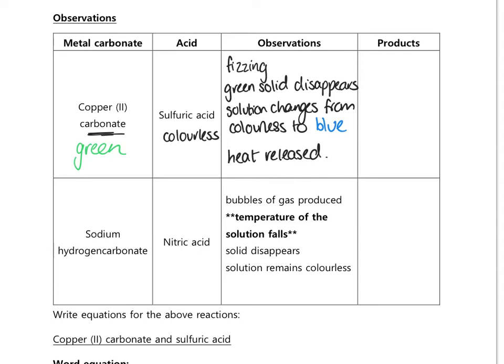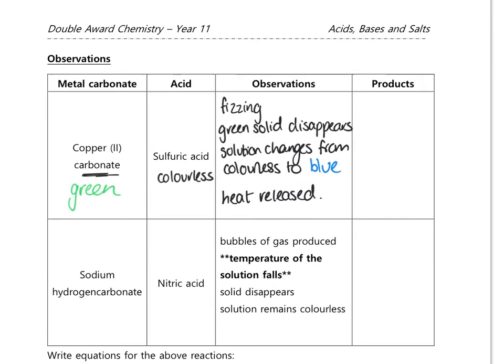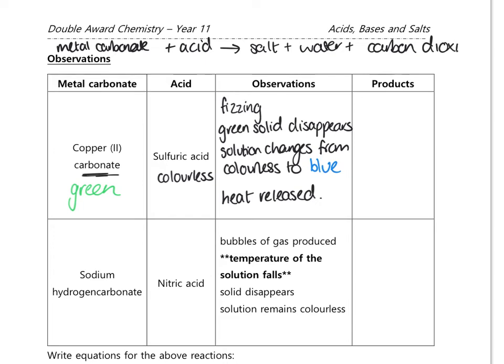Let's think about what our products were. So you have your metal carbonate, or your hydrogen carbonate, reacting with acid to produce a salt, water and carbon dioxide. It's so important that you know these general equations, and they'll help you write specific equations for specific reactions.